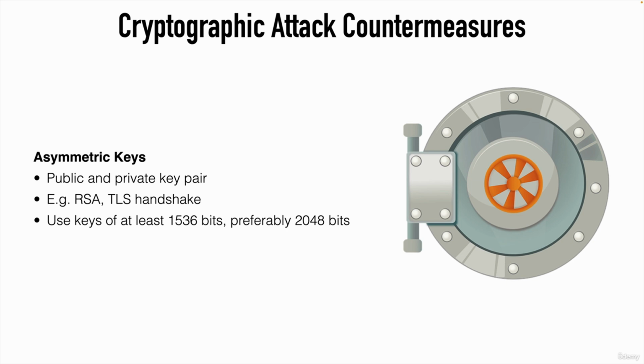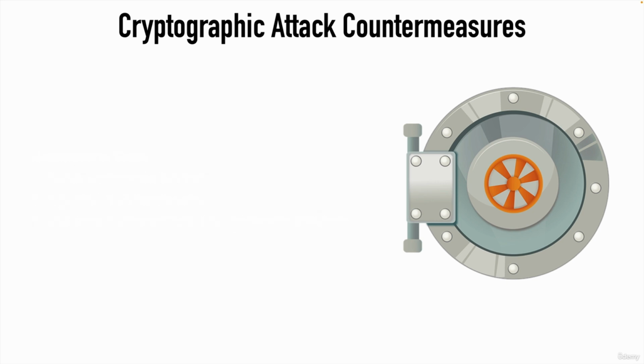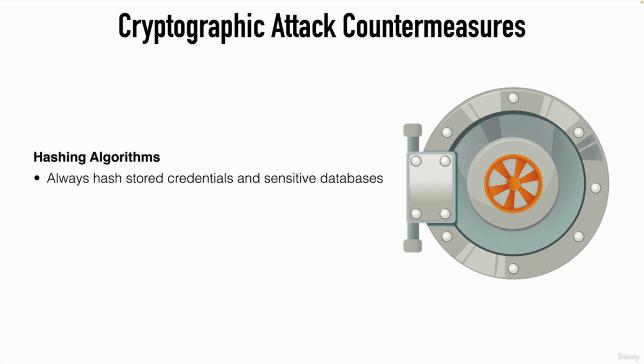Now, the reason we see a much larger key size with asymmetric algorithms as opposed to symmetric algorithms is that there are certain patterns within the key pairs that might be easily reversed, if not for the large amount of bits. With any file hashing, we need to consider this as well. If you have a database of usernames and passwords, this can be used for password verification. We most definitely want to hash any stored credentials and sensitive databases.